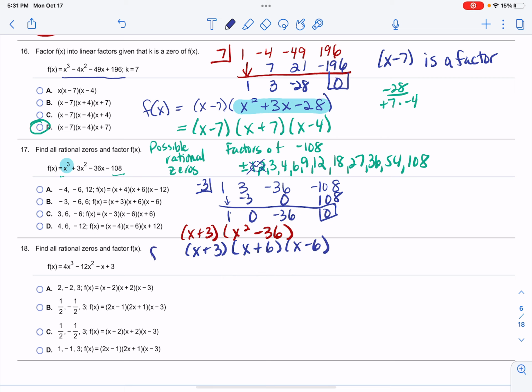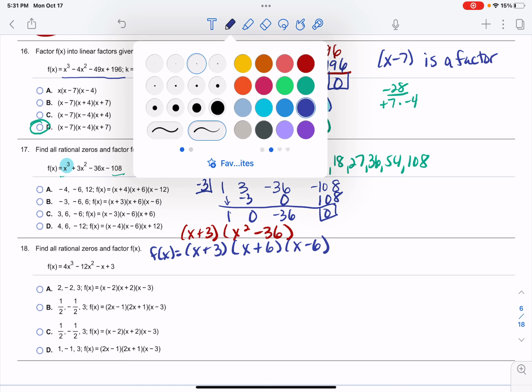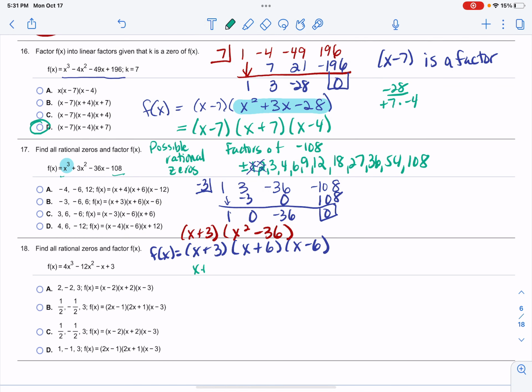So these are your three factors, and then we set each of those factors equal to 0. X plus 3 equals 0, and we get x equals -3. X plus 6 equals 0, or x equals -6, and x minus 6 equals 0, or x equals +6. So our answer here is choice B. We have the three zeros that are the rational zeros, and we have the polynomial in factored form.